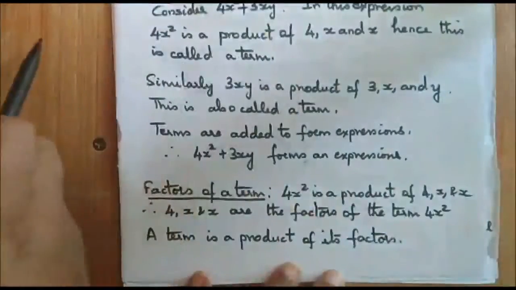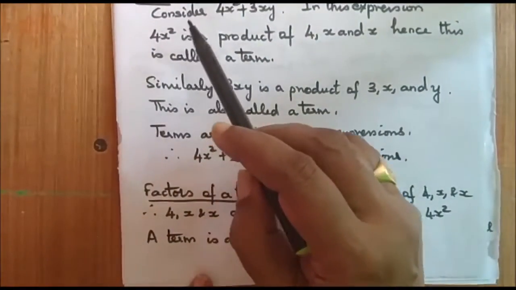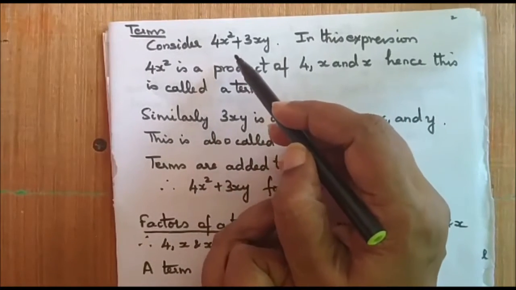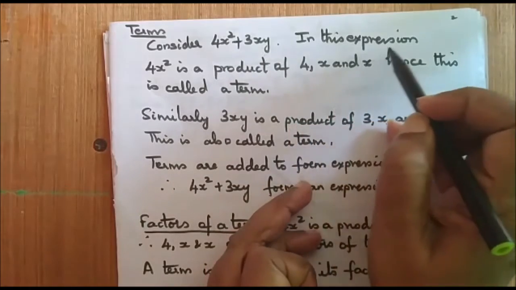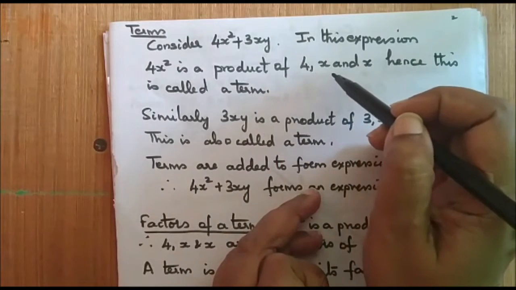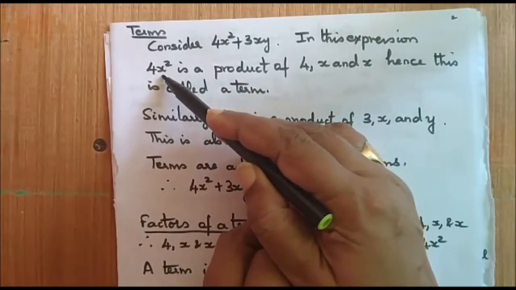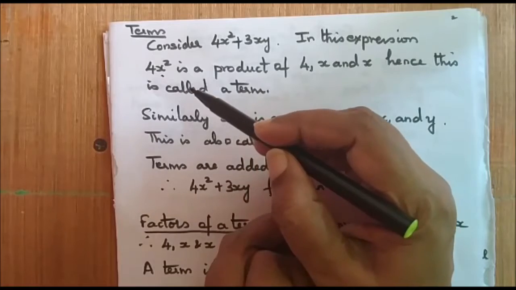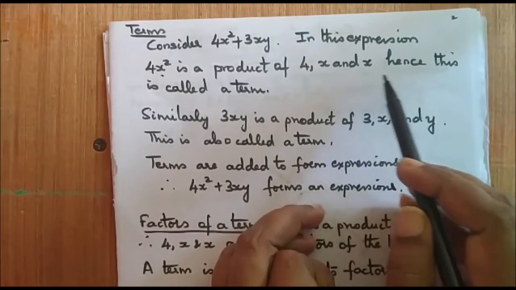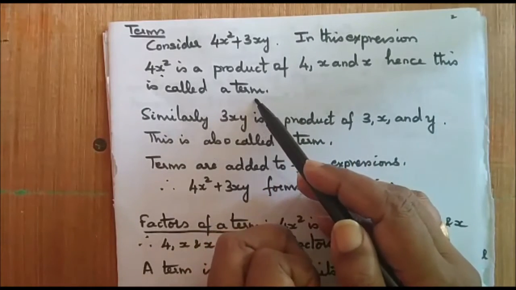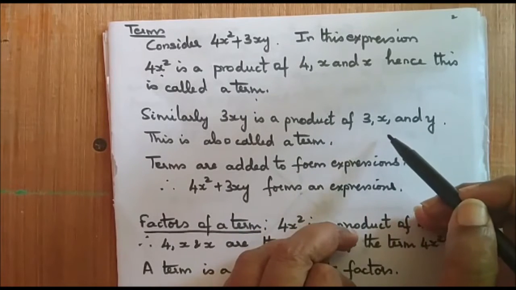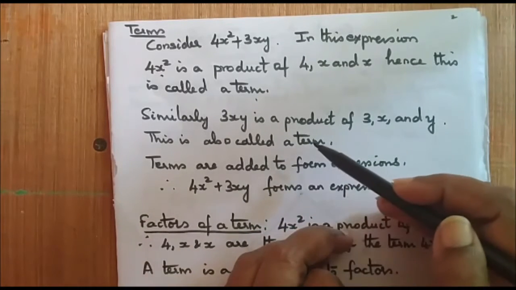Okay. Now, we will learn what do you mean by terms. Now consider this expression 4x squared plus 3xy. In this expression 4x squared is a product of 4x and x. What do you mean by x squared? X squared is x multiplied by x. So it is a product of 4x and x. Hence this is called a term. Similarly, 3xy is a product of 3x and y. This is also a term.